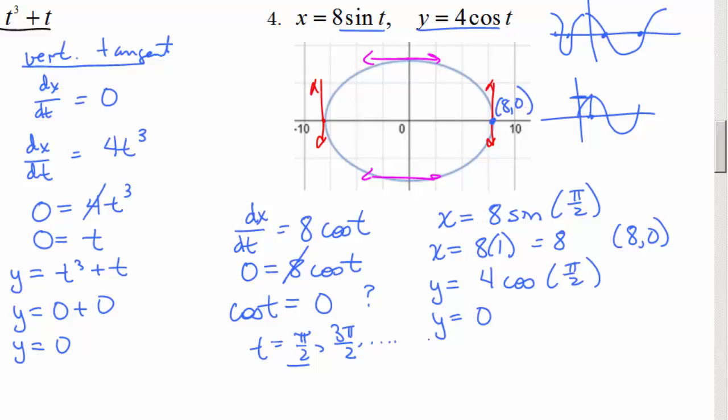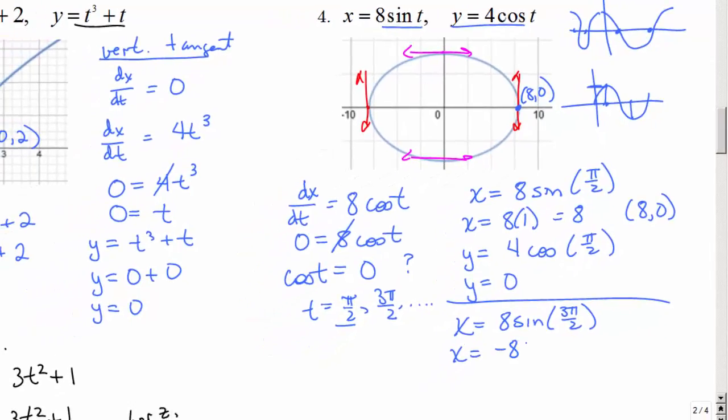Well, what about 3 pi over 2? So we'd have x equals 8 times the sine of 3 pi over 2. Well, the sine of 3 pi over 2 is negative 1. So that's going to be negative 8. And then we get the y value, 4 times the cosine of 3 pi over 2. Well, we know that the cosine of 3 pi over 2 is 0. So we have another point of vertical tangency at (-8, 0).